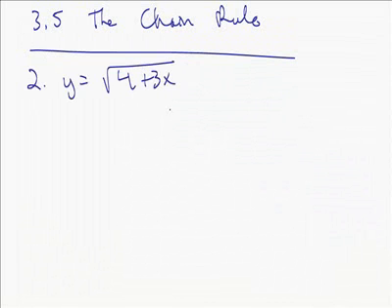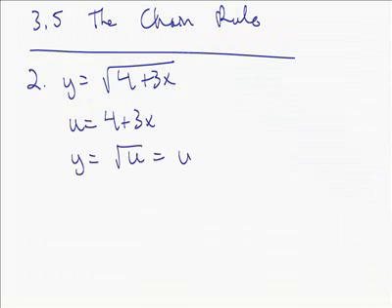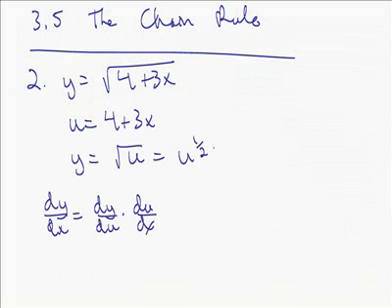Hopefully one of the things you want to be able to do is quickly identify the inside function. In this case, I think you'll agree that u, the inside function, is the 4 plus 3x. And then y can be written as the square root of u, which we'll want to write as u to the 1/2 to use the power rule. Now what are we after? We're after dy dx, which again is going to be, how does y change when we change u? How does u change when we change x?